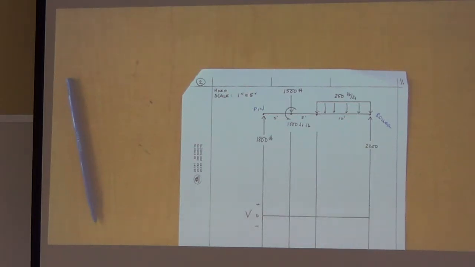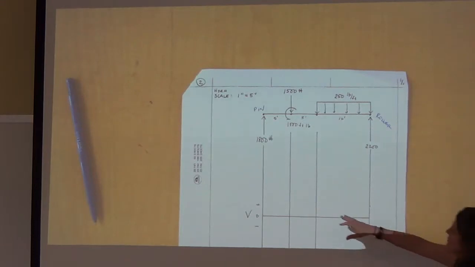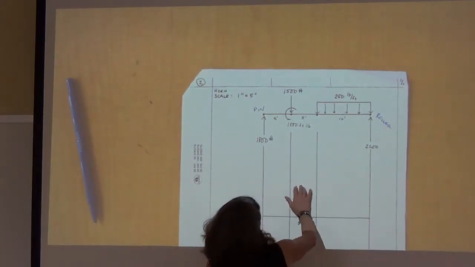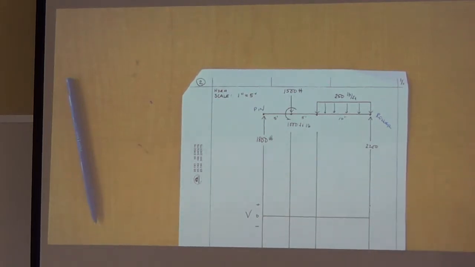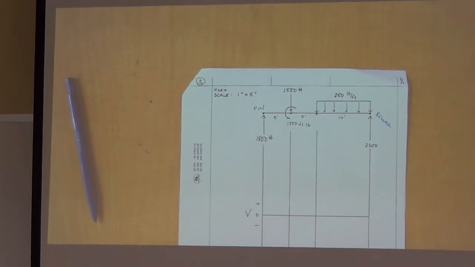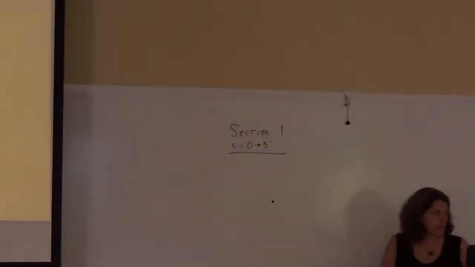Okay, so you guys, watch this. We have 3 different sections, right? 3 different sections here, section 1, section 2, and section 3. So I'm going to do the math for section 1 first. And that is from where x is equal to 0 to what? What's the distance? 5 feet. Okay? And I'm going to draw the beam. So this is point A.